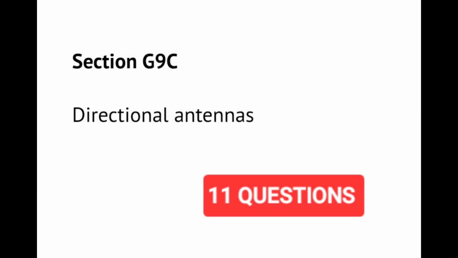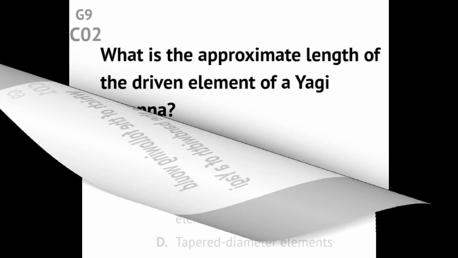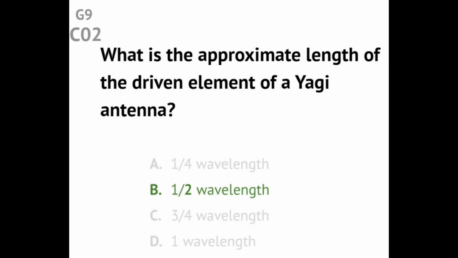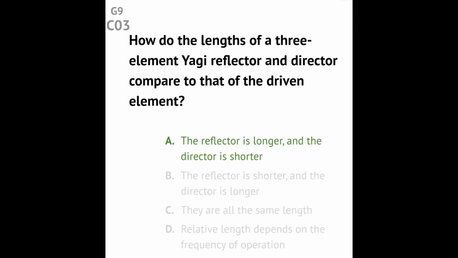Section G9C. Directional antennas. Question G9C01. Which of the following would increase the bandwidth of a Yagi antenna? Answer: larger diameter elements. Question G9C02. What is the approximate length of a driven element of a Yagi antenna? Answer: half wavelength.